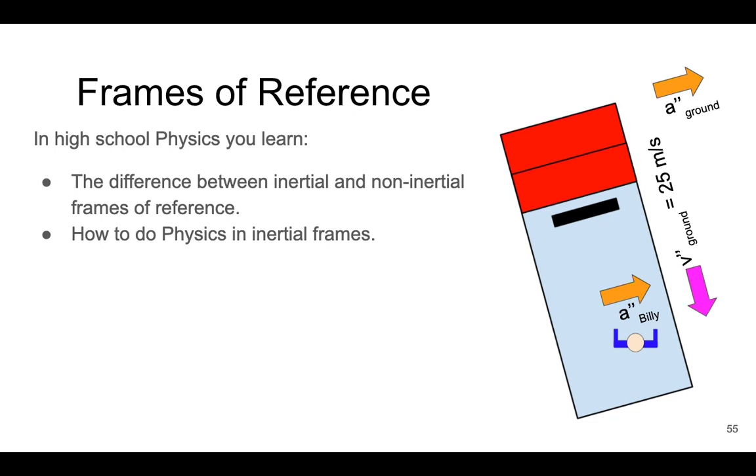Because in high school physics, you learn the difference between inertial and non-inertial frames of reference. Well, that's what we just did. A frame of reference is inertial if it is not accelerating. A frame of reference is non-inertial if it is accelerating. So we learn inertial frames and how to do physics in them.